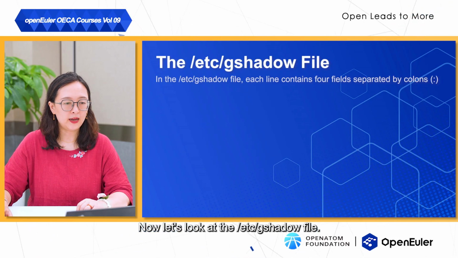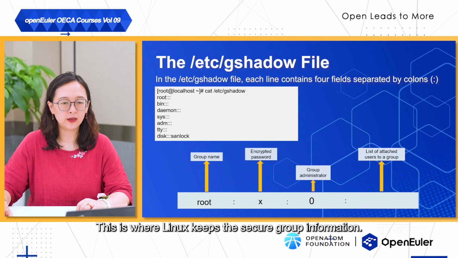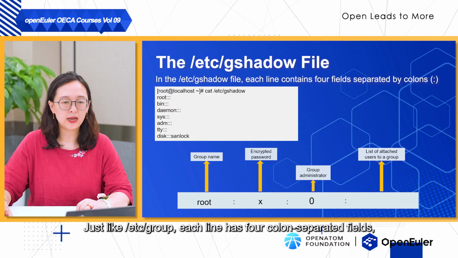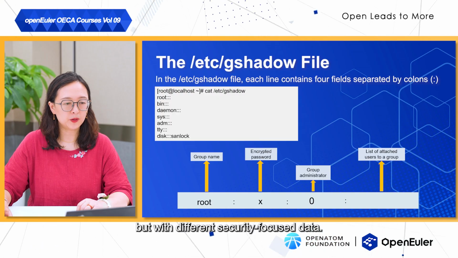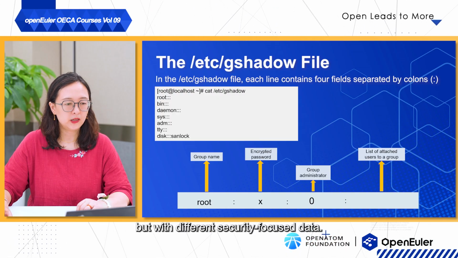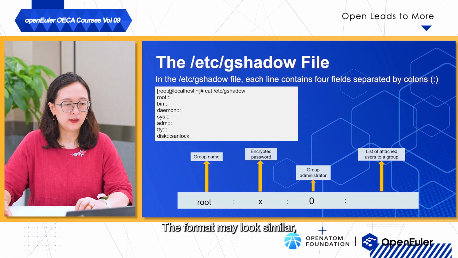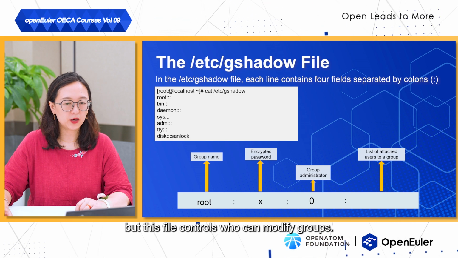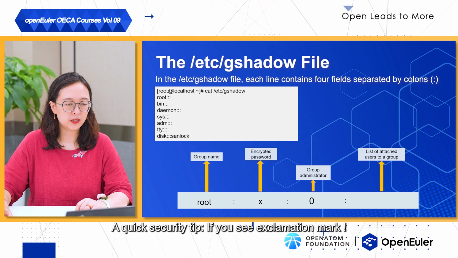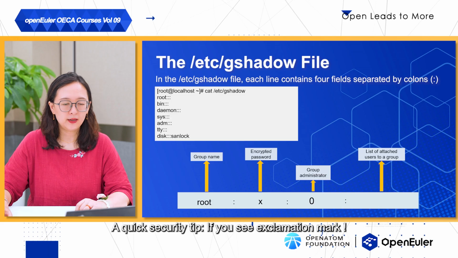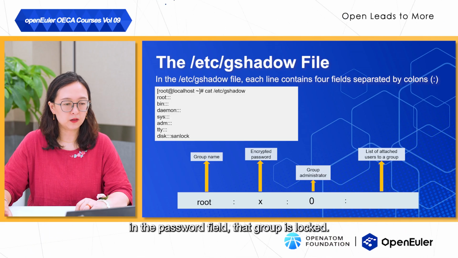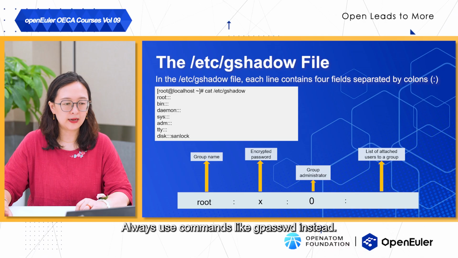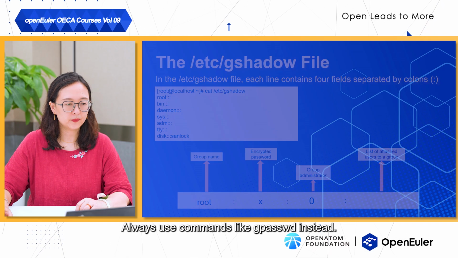Now let's look at the /etc/gshadow file. This is where Linux keeps the secure group information. Just like /etc/group, each line has 4 colon-separated fields, but with different security-focused data. Check details on the slide. The format may look similar, but this file controls who can modify groups. A quick security tip: if you see an exclamation mark in the password field, that group is locked, and never edit this file directly. Always use commands like gpasswd instead.